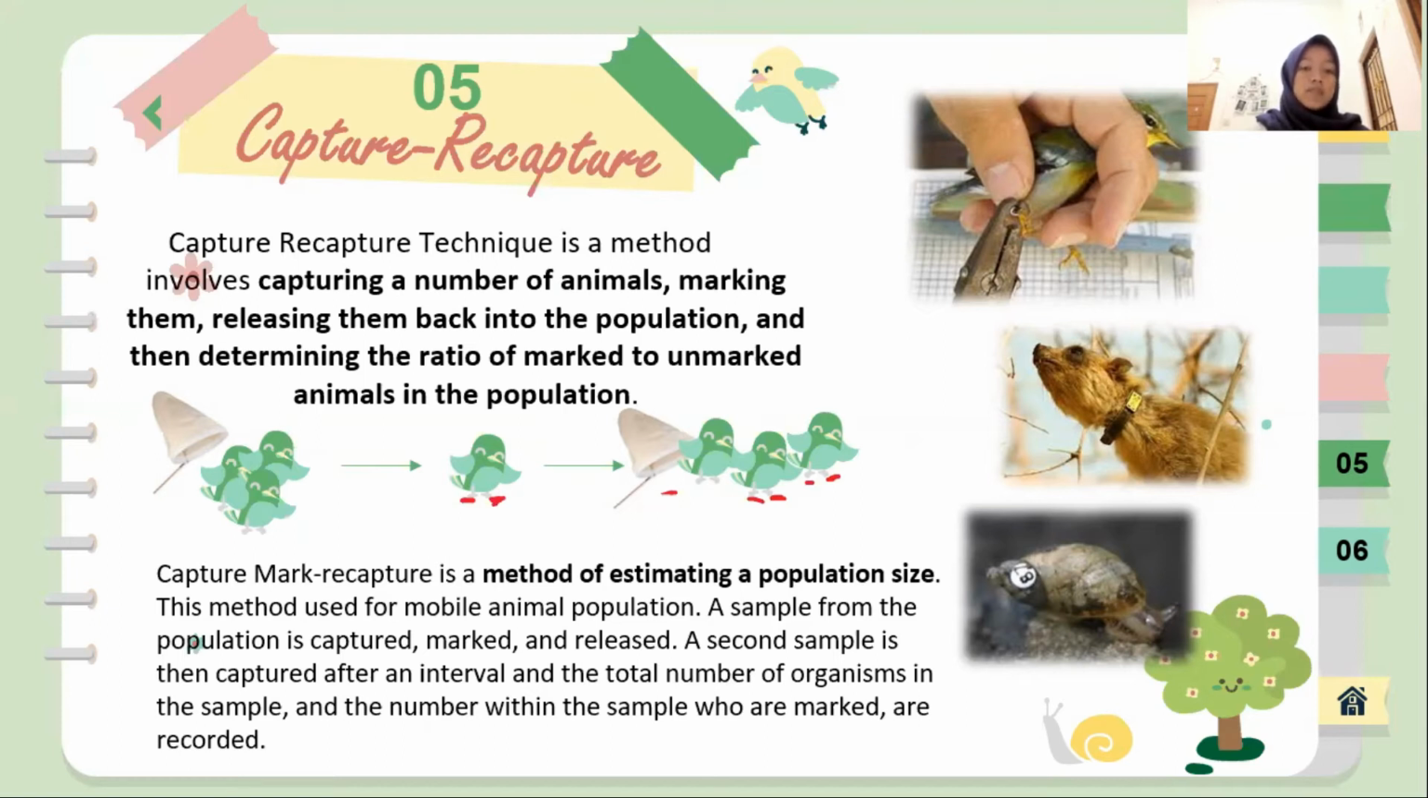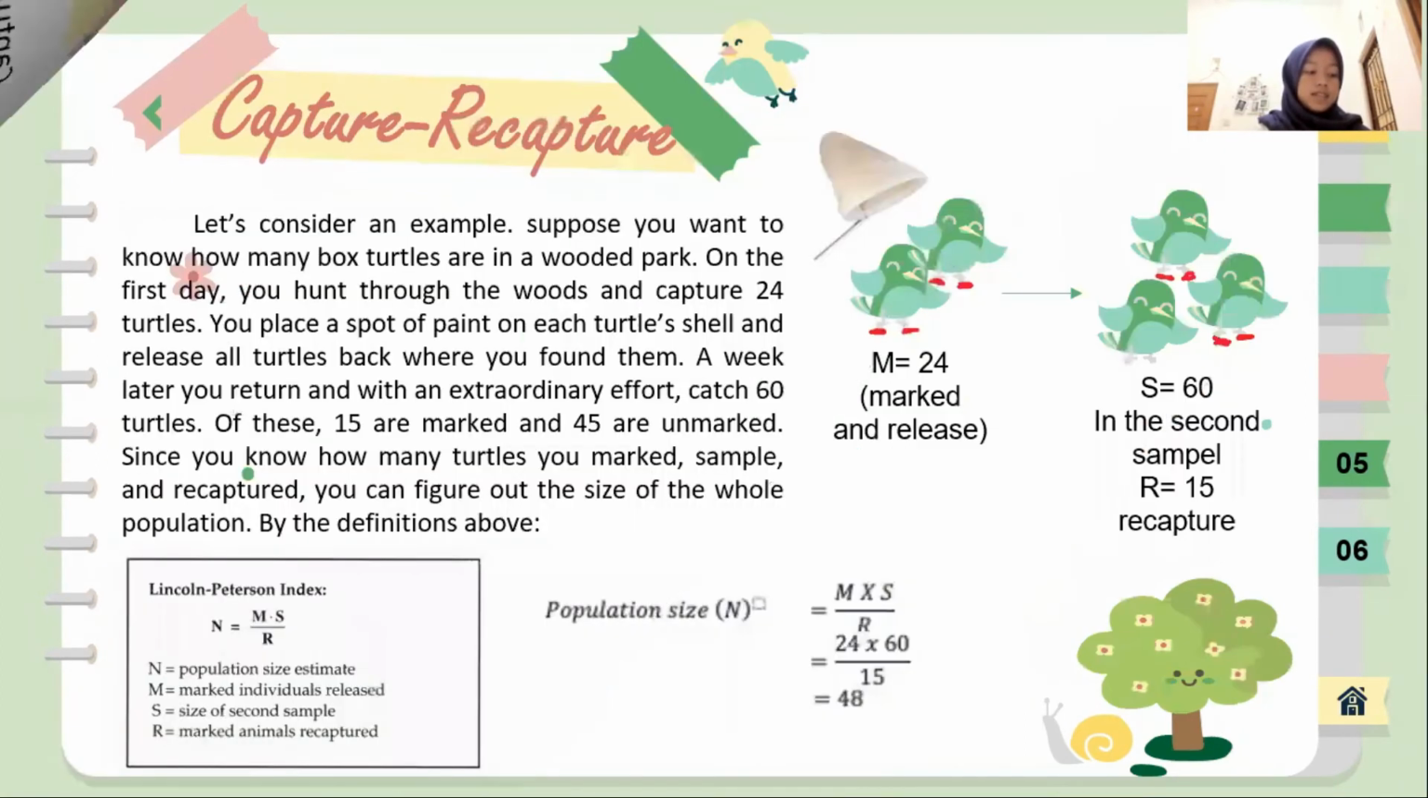A sample from the population is captured, marked, and released. A second sample is then captured after an interval, and the total number of organisms in the sample and the number within the sample who are marked are recorded. Next.